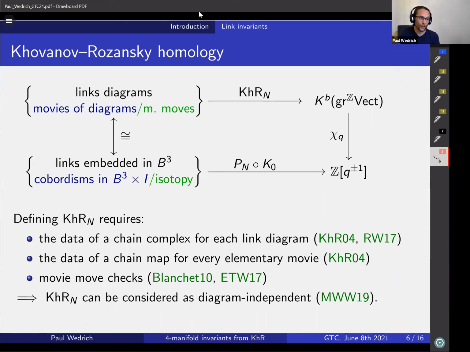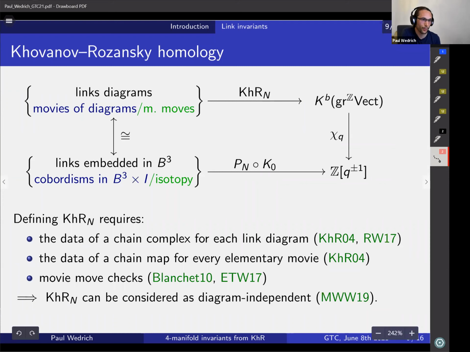Okay, upshot of this is that if you want to define such a link homology, you have to follow 3 steps. First of all, for each link diagram, you have to provide a chain complex. Second, for every elementary movie between such diagrams, you have to provide a chain map. And then in the 3rd step, you have to do some checks, namely for every movie move. So if you have chain maps for elementary moves between diagrams, then you also know what to assign to a longer movie. You just compose these chain maps. And then the movie moves tell you that some of these chain maps should be related by homotopies. And that's what movie move checks are.